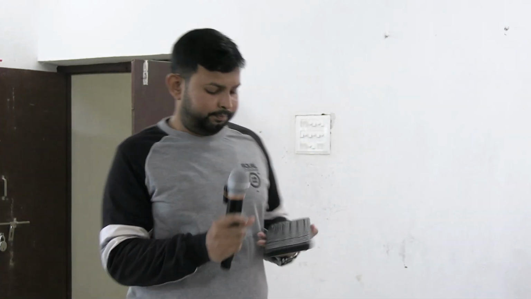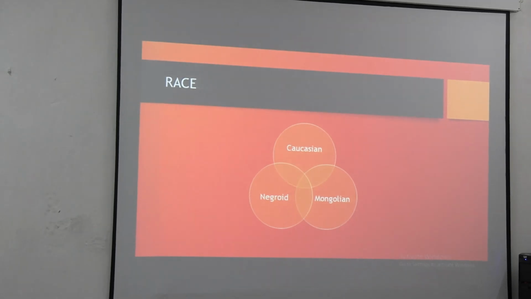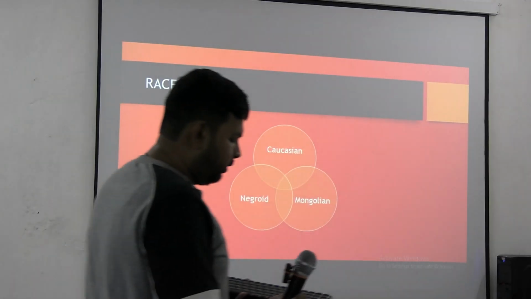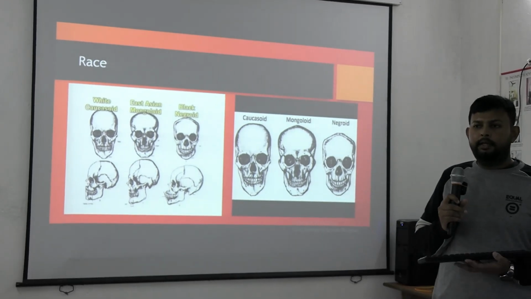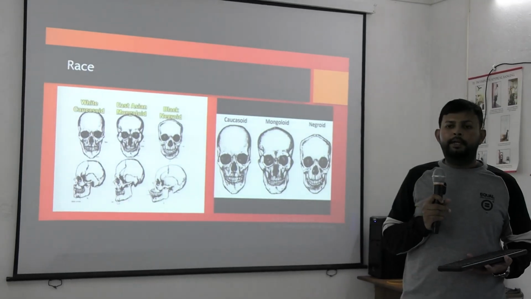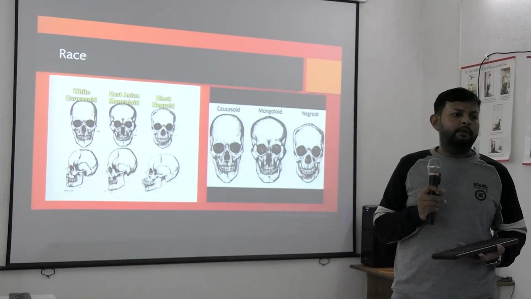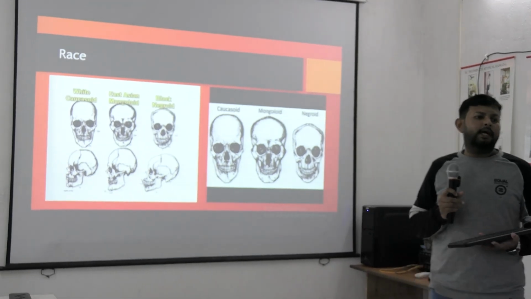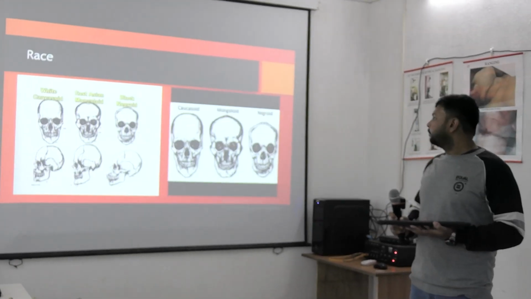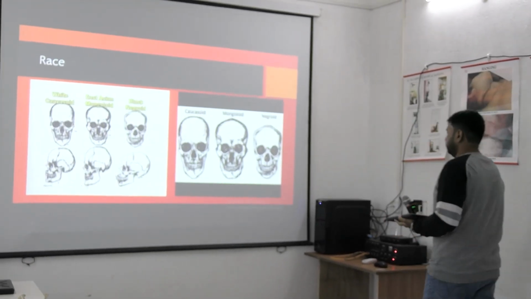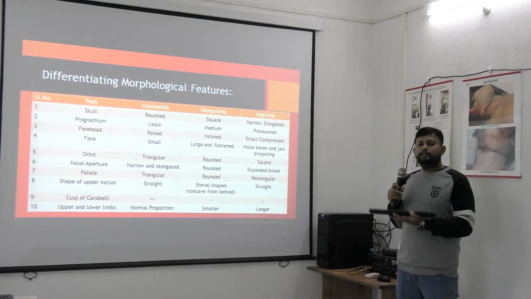Let me check once more. Race: Caucasian, Negroid, Mongoloid. How do you differentiate? You know, right? Previously we have discussed orbits, prognathism, right? Nasal aperture, these are the characteristic features. The dimensions of the skull, those. All this we have discussed.